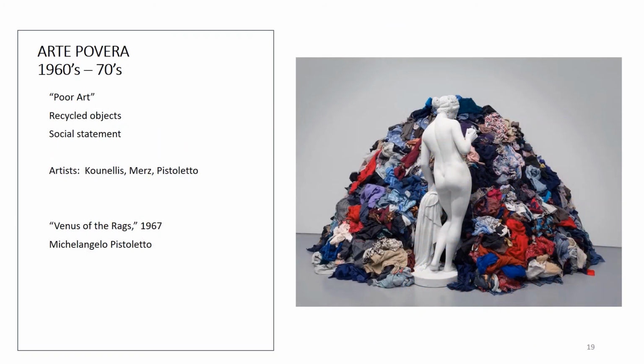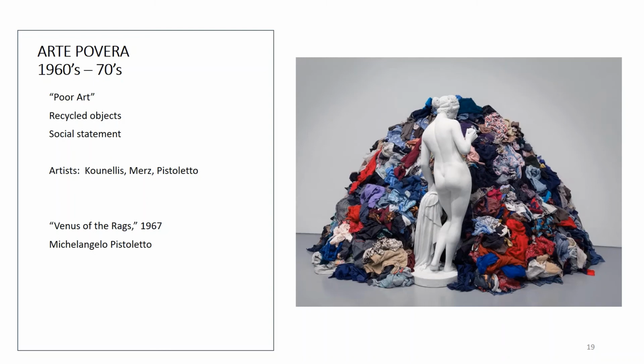The focus of artists had actually become much more pointed towards society. So in the 60s and 70s, when we had the hippies and the beatnik generation, part of their response was against materialism and against the wealth and industrialism. And so we have a movement called Arte Povera, which translates to poor art, or using recycled objects in their art. This particular example, Venus of the Rags, was done in 1967 by Michelangelo Pistoletto.